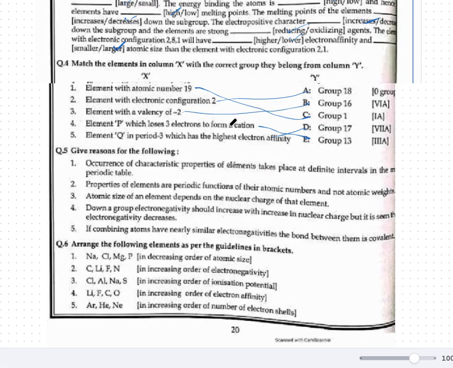Give reasons for the following. Occurrence of characteristic properties of elements takes place at definite intervals in the modern periodic table.